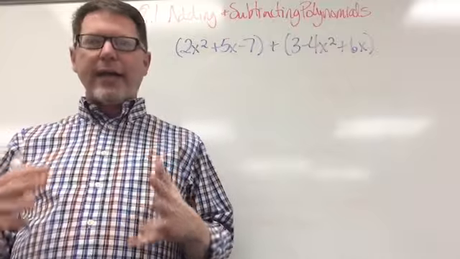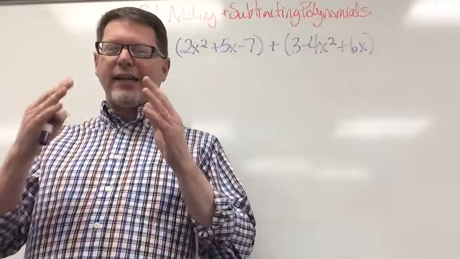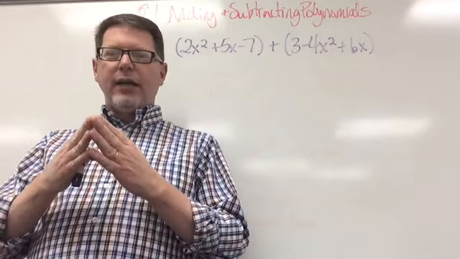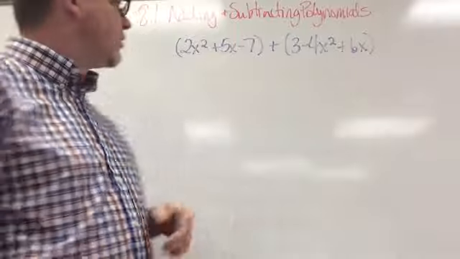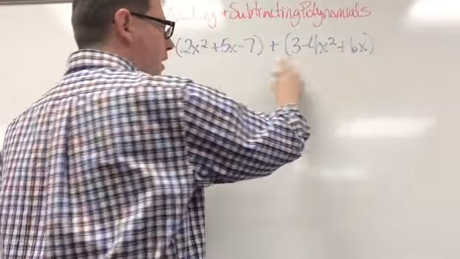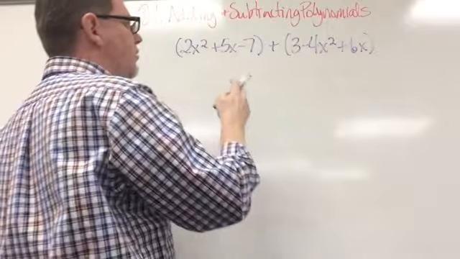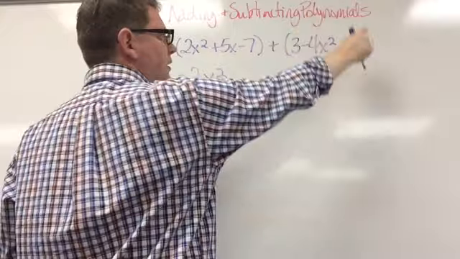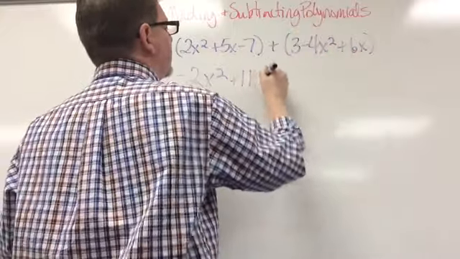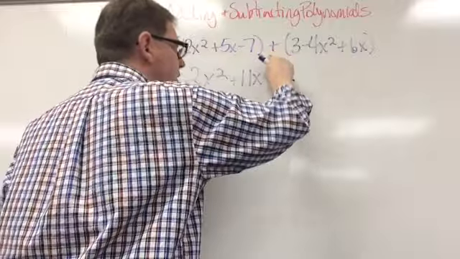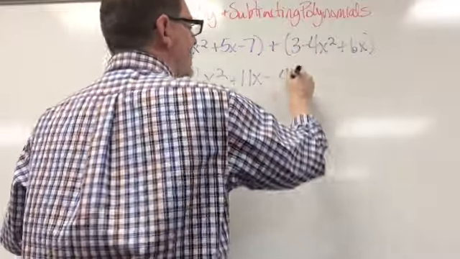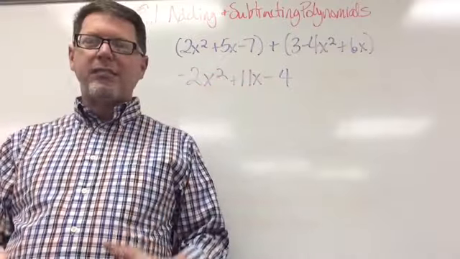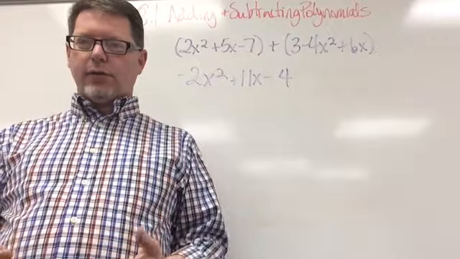Adding polynomials is all about adding like terms. A like term, you'll remember, is exactly the same variable. The variables have to have exactly the same exponents. Everything has to be the same. So I have 2x squared. Do I have another x squared over here? Absolutely. So 2x squared plus -4x squared is -2x squared. 5x plus 6x would be plus 11x. And -7 plus 3 is -4. So the sum of those two polynomials is -2x squared plus 11x minus 4. It's simply adding like terms.